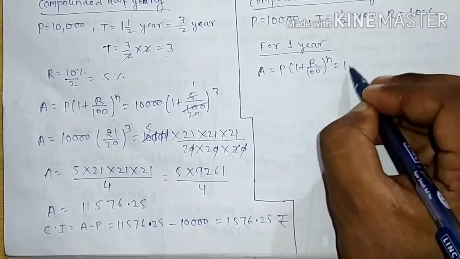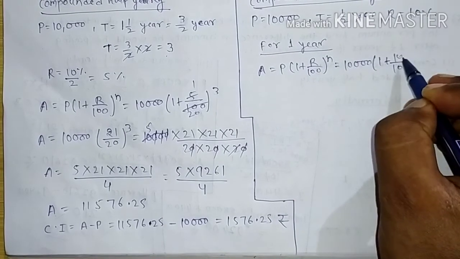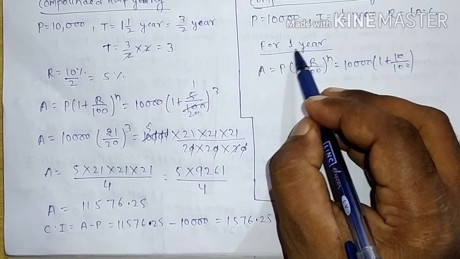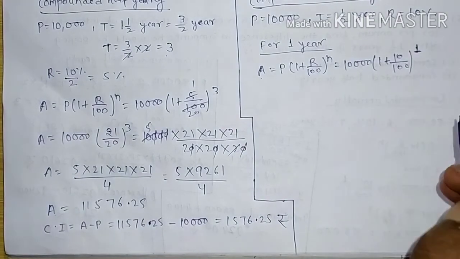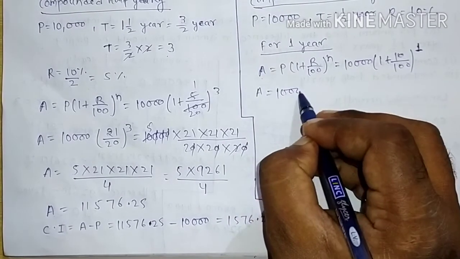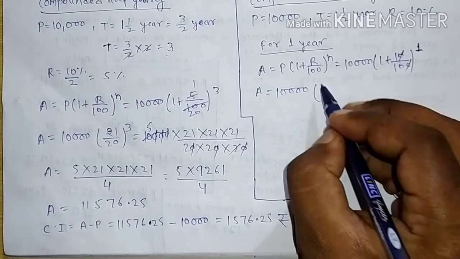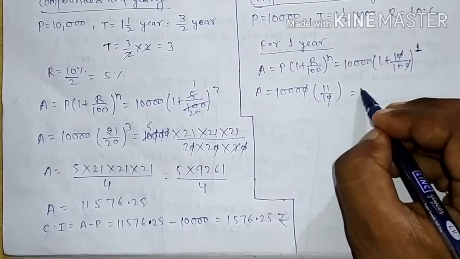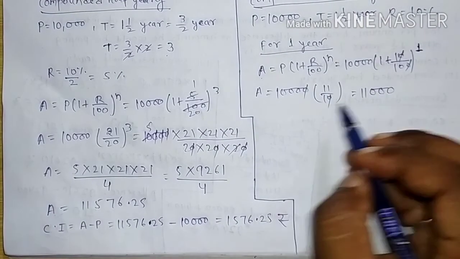P is 10,000, (1 + R/100) with R given as 10%, to the power n. So here for 1 year we have to find the amount, so time is 1 year. Now just simplify it. 10,000, 0 and 0 cancel out. 10 into 1, 10 plus 1, 11 by 10. Now 0 and 0 cancel out. 11 into 1, 11, and 3 zeros are there. So 11,000. The amount will be 11,000 rupees.